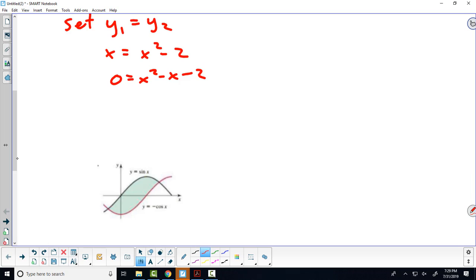You could use the quadratic formula if you want. But this factors to be x minus 2, x plus 1. So this happens when x is equal to 2 or when x is equal to minus 1. Boy, I sure gave you enough room. That's unusual.